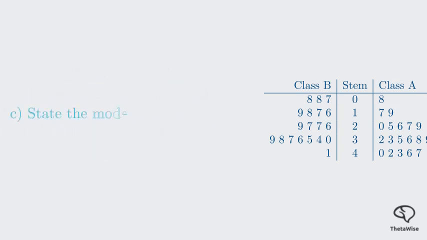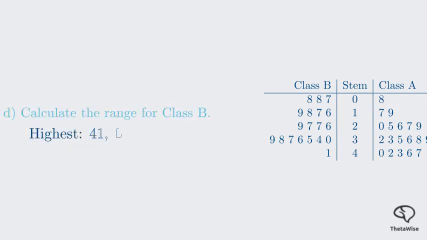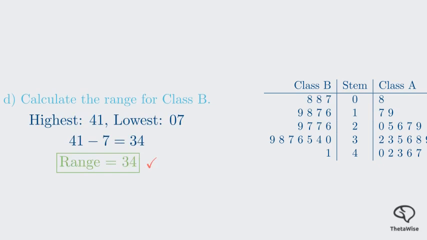The mode is the most frequent score. Looking at Class A, we see several leaves repeat, but none within the same stem except for the 30s and 40s. Wait, checking the list, no score repeats more than once. Therefore, there is no mode. The range is the difference between the highest and lowest score. Highest is 41, lowest is 7. 41 minus 7 equals 34. The range of scores for Class B is 34.